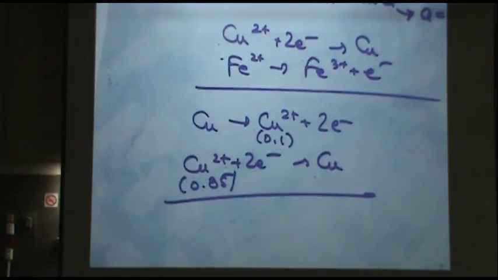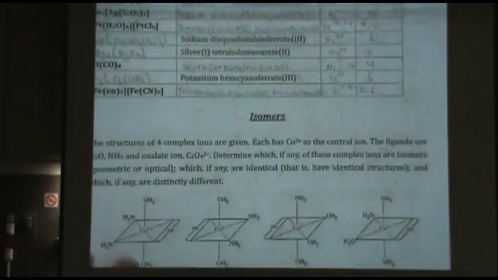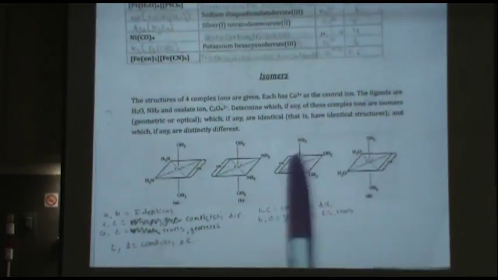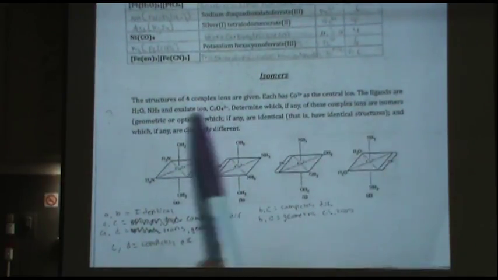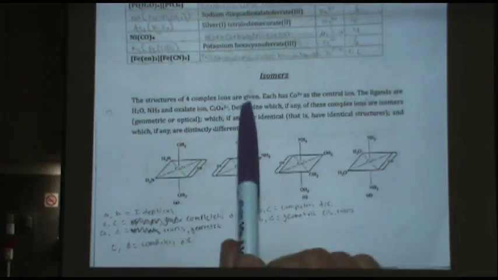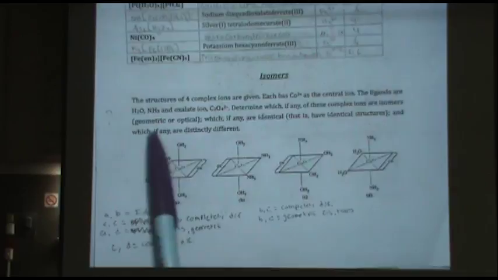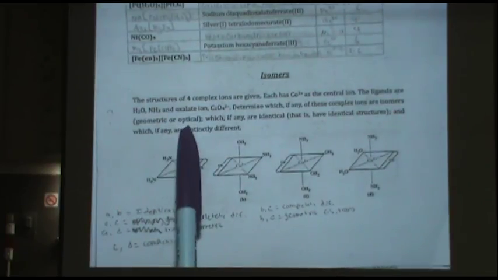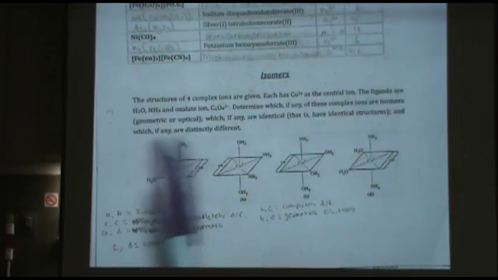Okay, this is a worksheet question from the discussion. Structures of 4 complex ions are given. These 4 each have Co3+. The ligands are those, which is true. Determine which, if any, of these complex ions are isomers, whether geometric or optical. Which, if any, are identical.